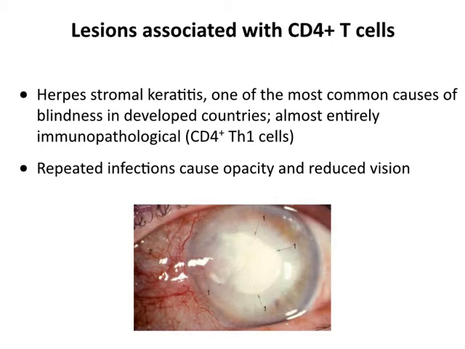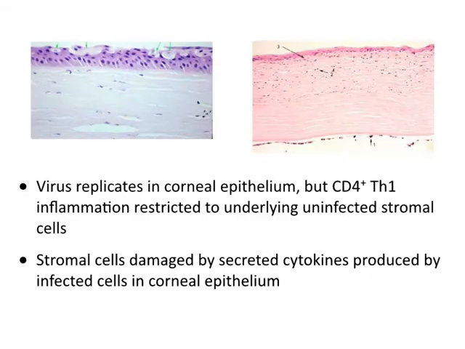This is caused by CD4 positive Th1 cells. And that's shown in this picture. These are two sections of the corneal layer, at two different magnifications. Here's the main part of the cornea, which is called the stromal cells here. And on top is a layer of epithelium. So your cornea is coated with a layer of epithelial cells. The virus replicates in the epithelium, and does not replicate in the stromal cells of the cornea. But that's where the damage happens, in the stroma of the cornea.